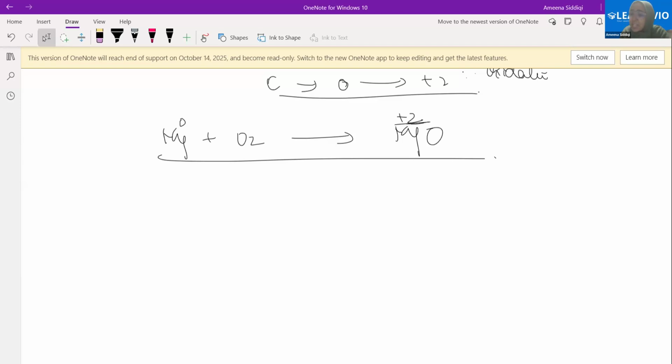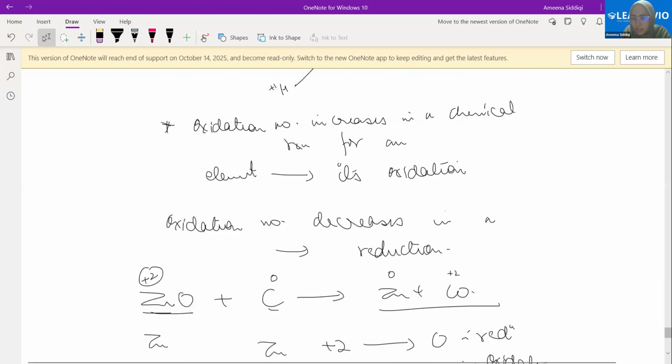If the electrons are gained, that's reduction. And if the electrons are gained, definitely the negative charge increases. And that we have seen, it's reduction. Are you able to make sense of that? Wonderful. Yes, ma'am. Very good.